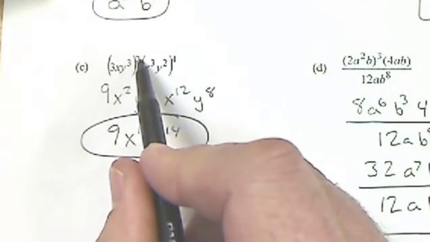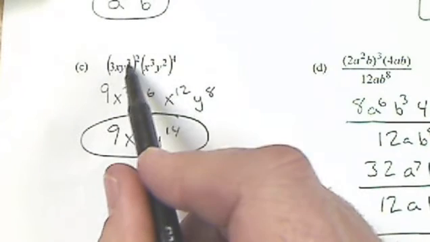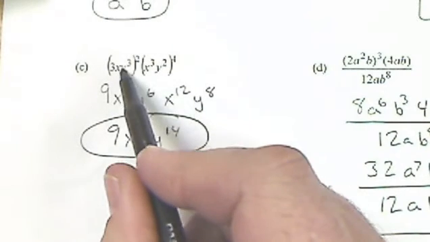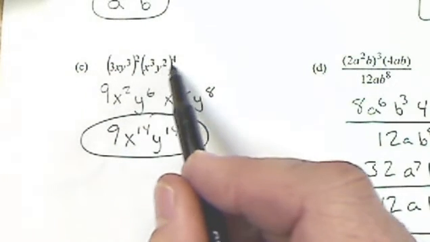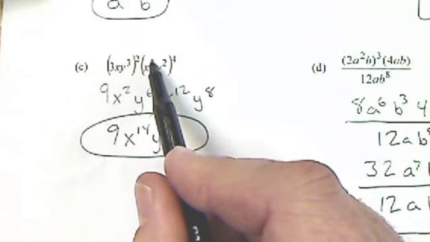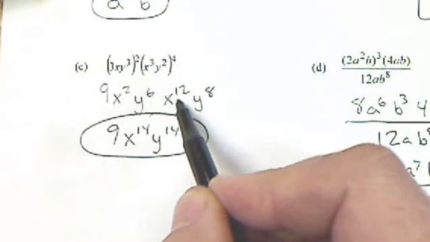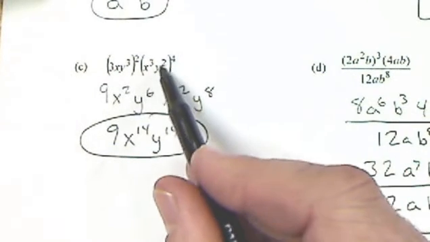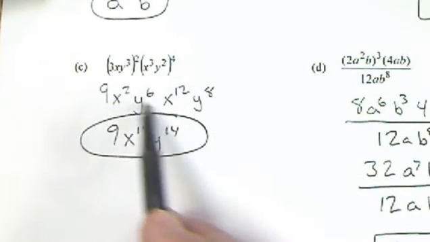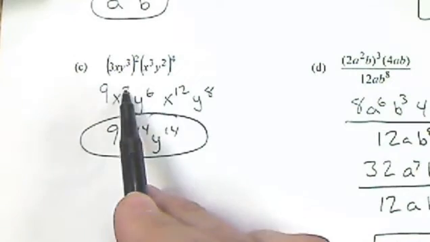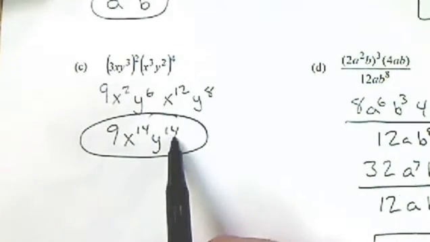Square it. So that's 3 squared, x squared, and y cubed squared means you multiply the exponents. I have to raise each one of these to the fourth. So x to the third to the fourth. Multiply the exponents, you get 12. Y to the second to the fourth gives me y to the eighth. And now I have same bases, and you're multiplying, so you add the exponents. Add the exponents.